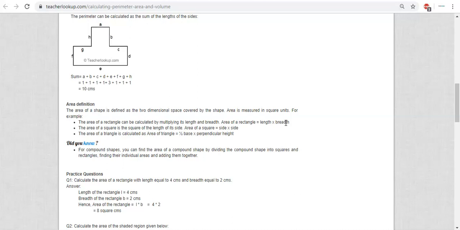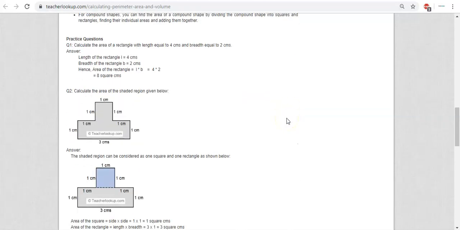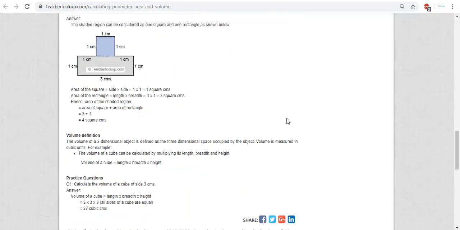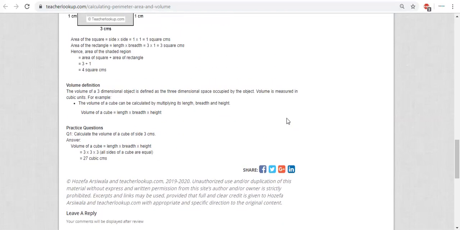And the reason for this is we sort of divide it into two sections and find the area individually, and that's why it's half base, guys. Did you also know for compound shapes, you can find the area of a compound shape by dividing the compound shape into squares and rectangles? And there are some exercises below, so you can have a go and see whether you can do it. And any issues, please come and comment and let us know.